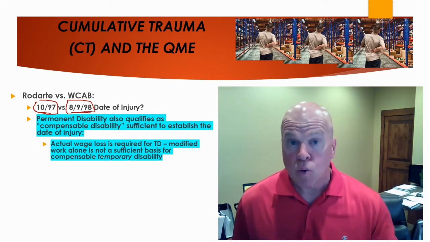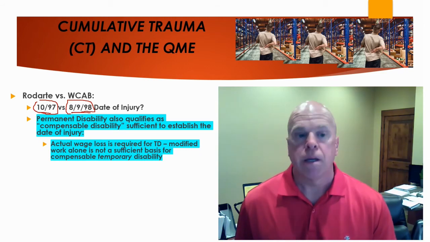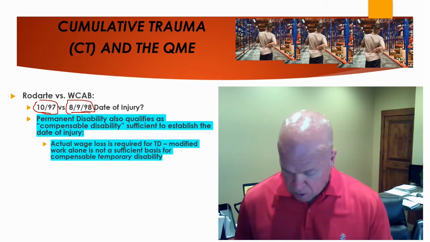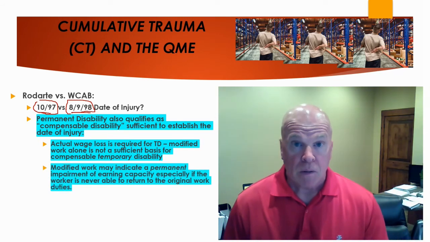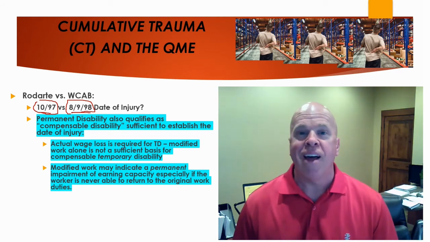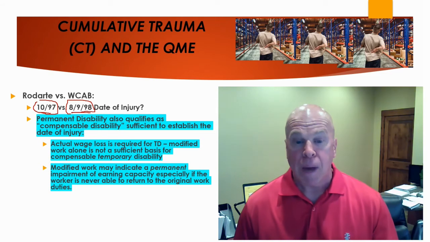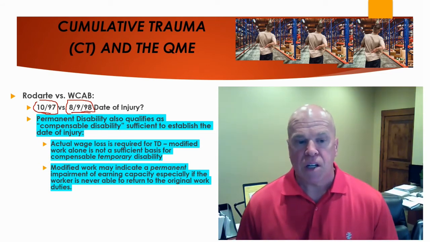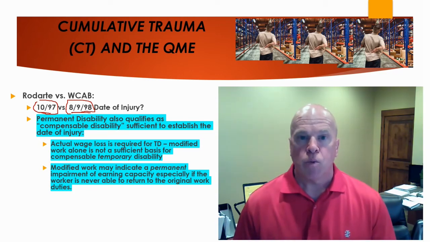Because there's no actual wage loss with TPD. So Ms. Rodarty was returned to modified work duties and suffered no actual wage loss. However, on the flip side, and there's always a flip side, modified work may indicate a permanent impairment of earning capacity, especially if the worker is never able to return to the original work duties.